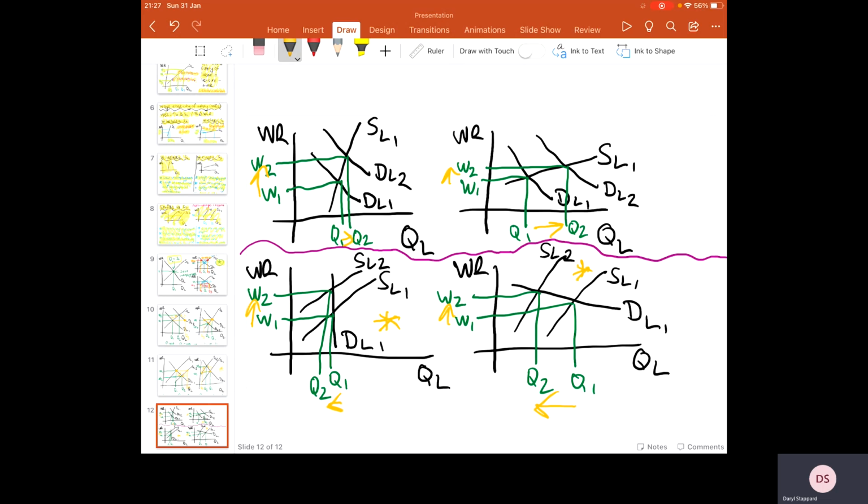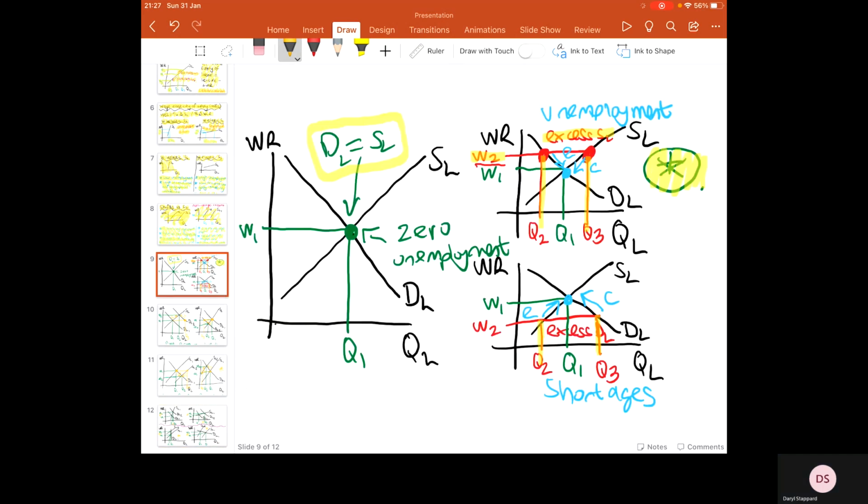But everyone, the big takeaway point is this. Labour markets will clear where the demand for labour is equal to the supply of labour. That's how you calculate wage rates across the economy. If you've got excess supply of labour, wage rates will need to go down. If you've got an excess demand for labour, wage rates will need to go up.